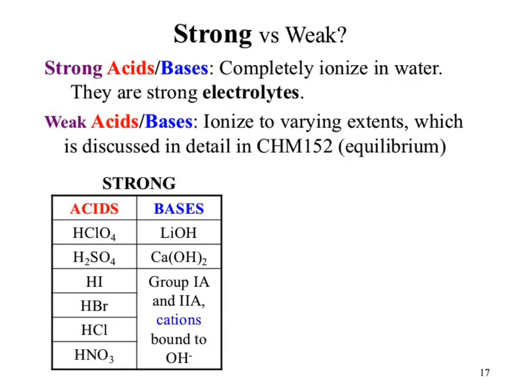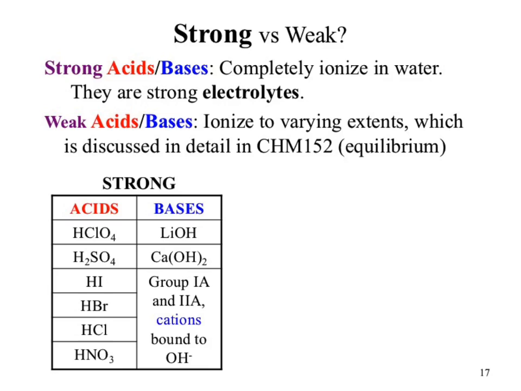You have to memorize. Our strong acids are perchloric acid, sulfuric acid, hydroiodic acid, hydrobromic acid, hydrochloric acid, and nitric acid. Those are our strong acids. Are there other acids that are stronger? Yes. Why do we only memorize these as our strong acids? Well, do you want to memorize more? No. There's your answer.